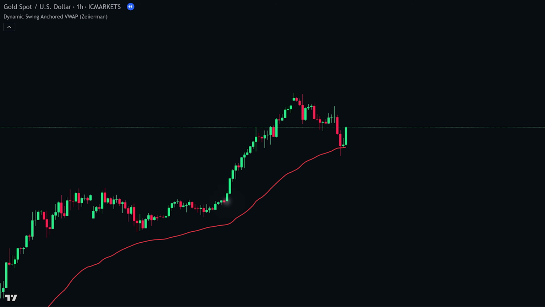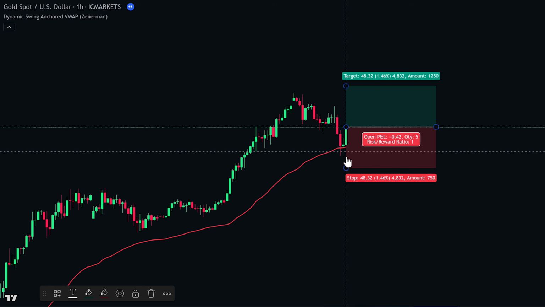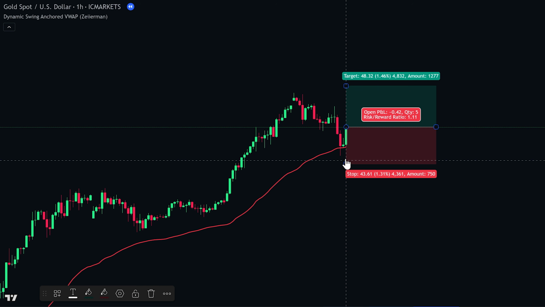1. Retest trade. Buy trade idea. When price makes a strong move up and then pulls back, the Dynamic Swing Anchored VWAP often acts as support. You're watching for price to tap the VWAP and show a bullish reaction. That could be a wick rejection or a strong green candle closing back above. That's your entry. Place your stop just under the VWAP line to keep risk small.